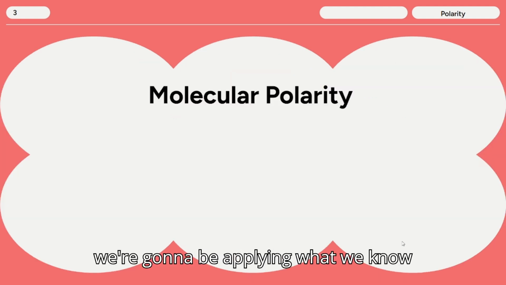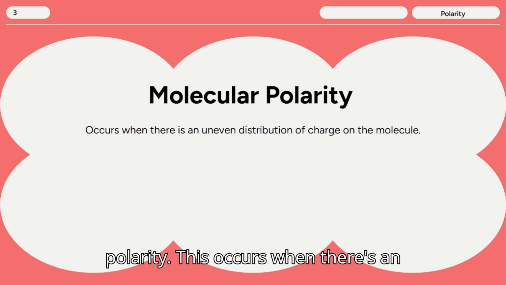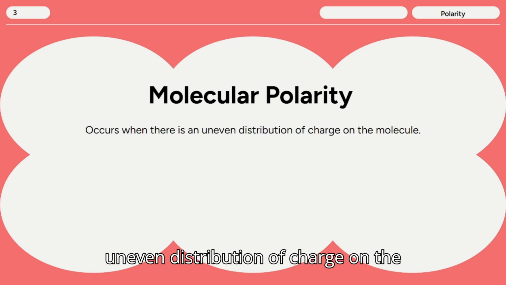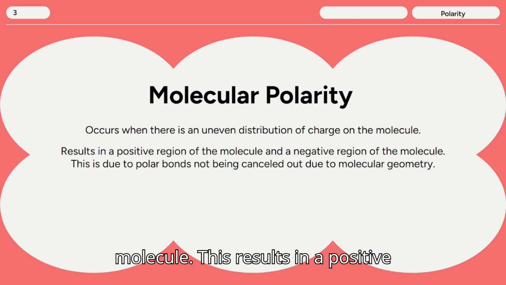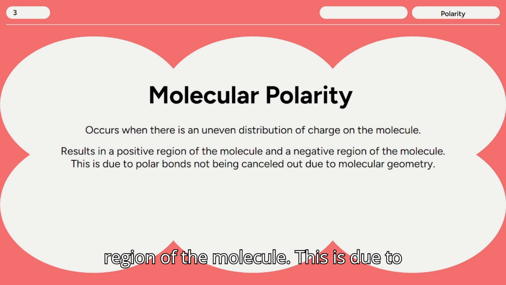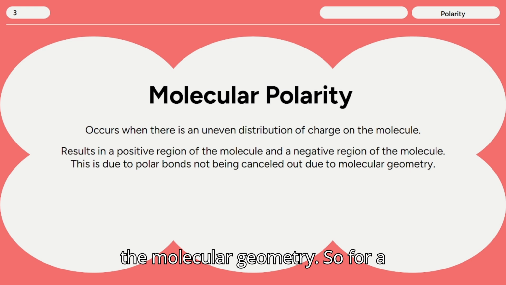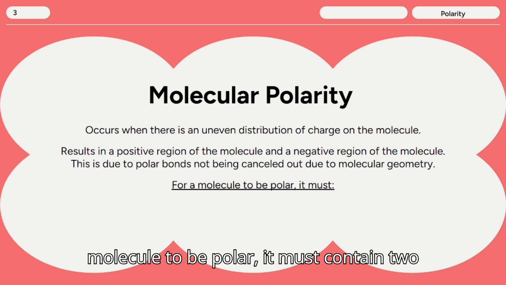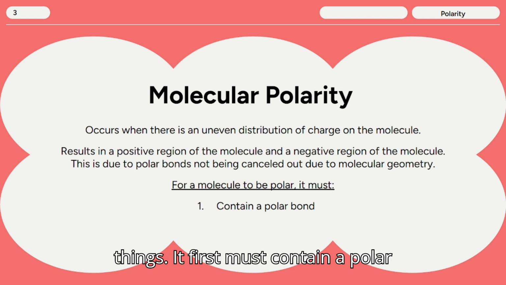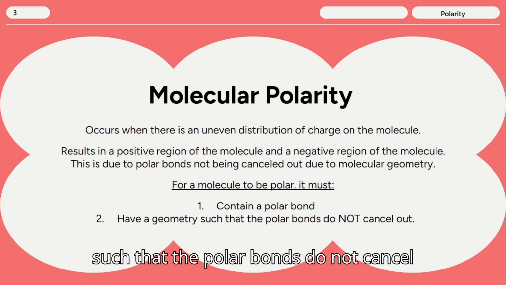Now, we're going to be applying what we know about bond polarity to molecular polarity. This occurs when there's an uneven distribution of charge on the molecule. This results in a positive region of the molecule and a negative region of the molecule. This is due to polar bonds not being canceled out due to the molecular geometry. So, for a molecule to be polar, it must contain two things. It first must contain a polar bond. Second, it must have a geometry such that the polar bonds do not cancel out.